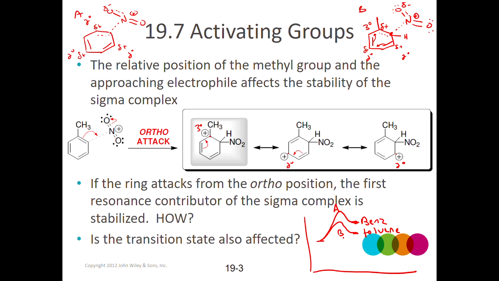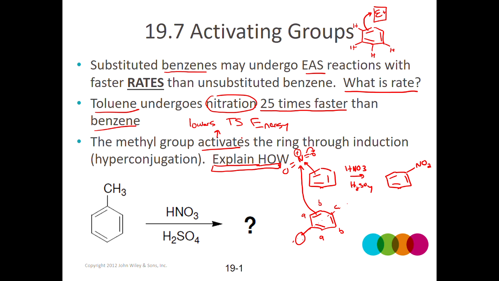So this explains what we were talking about here. The lower transition state energy means that when I have toluene, the reaction occurs 25 times faster, because the transition state is slightly lower in energy, and a slightly higher percentage of the collisions have the necessary energy to produce the intermediate.